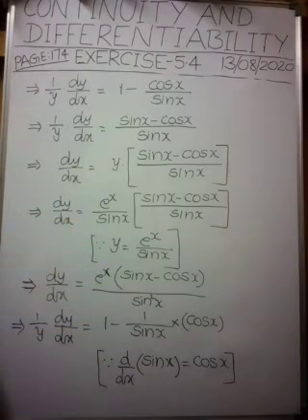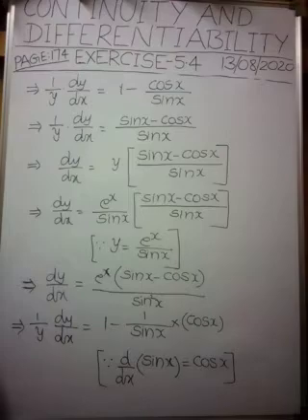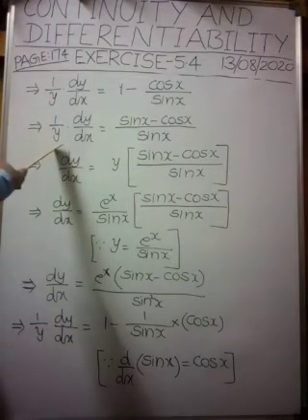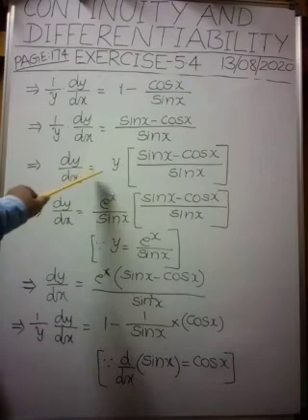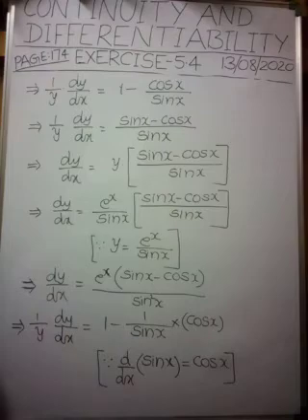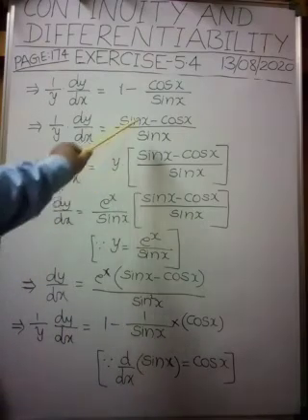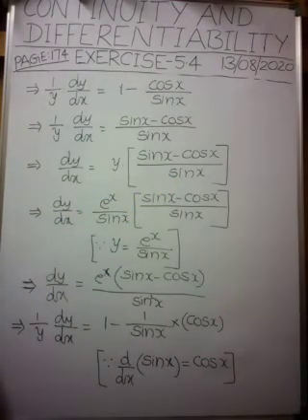But actually, we have to find dy by dx. Differentiating the given function with respect to x means we have to find dy by dx. But what is there in LHS? 1 by y dy by dx. So here we have to send this 1 by y to RHS. Okay, my children, understood? So this implies dy by dx is equal to, if we are sending 1 by y to RHS, it becomes y by 1. It's a reciprocal. So y into (sin x minus cos x) by sin x. Understood RHS part, my children?